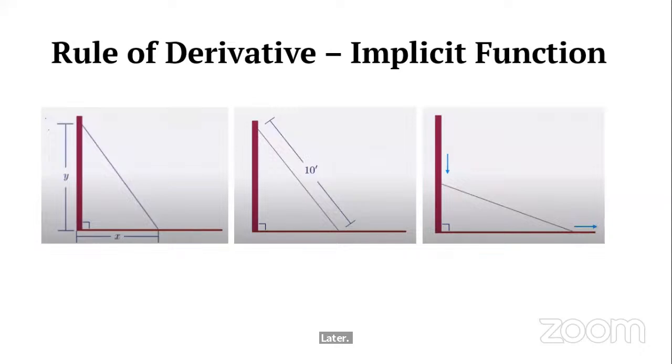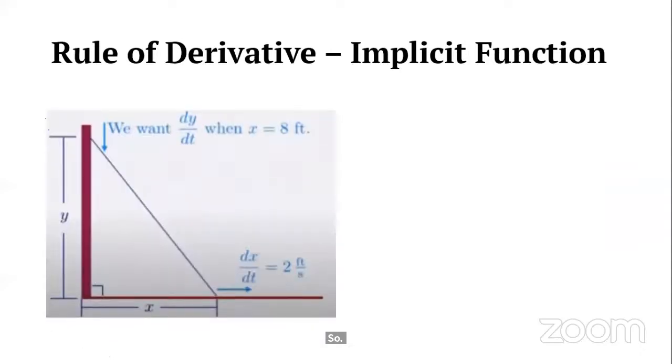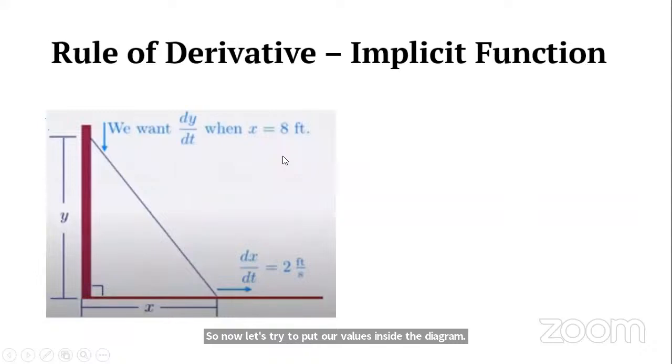So now let's try to put our values inside the diagram. So here they said that we have 8 feet. The ladder is sliding down at 8 feet. So this is our 8 feet. If you have exercises here and the thing is moving away 2 feet, it has been given in the question. So moving away like this 2 feet and coming down 2 feet. So you represent all those values inside your diagram.